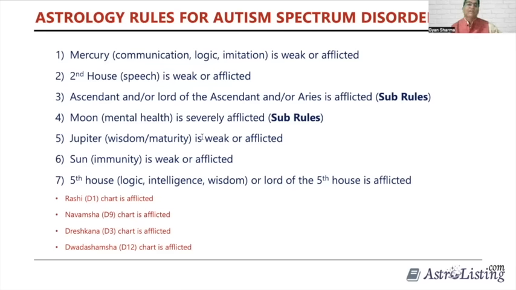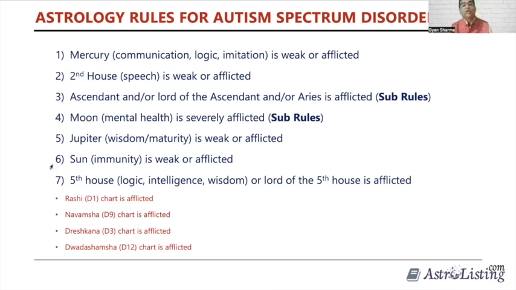Now the next rule is about the sun. The sun gives the immunity to fight any disease. A strong and well-placed sun is required to recover from any type of disease, including any mental health issues. It is not the cause of the mental health issue, but it helps to recover from the illness, any type of illness. So the sun is very important.